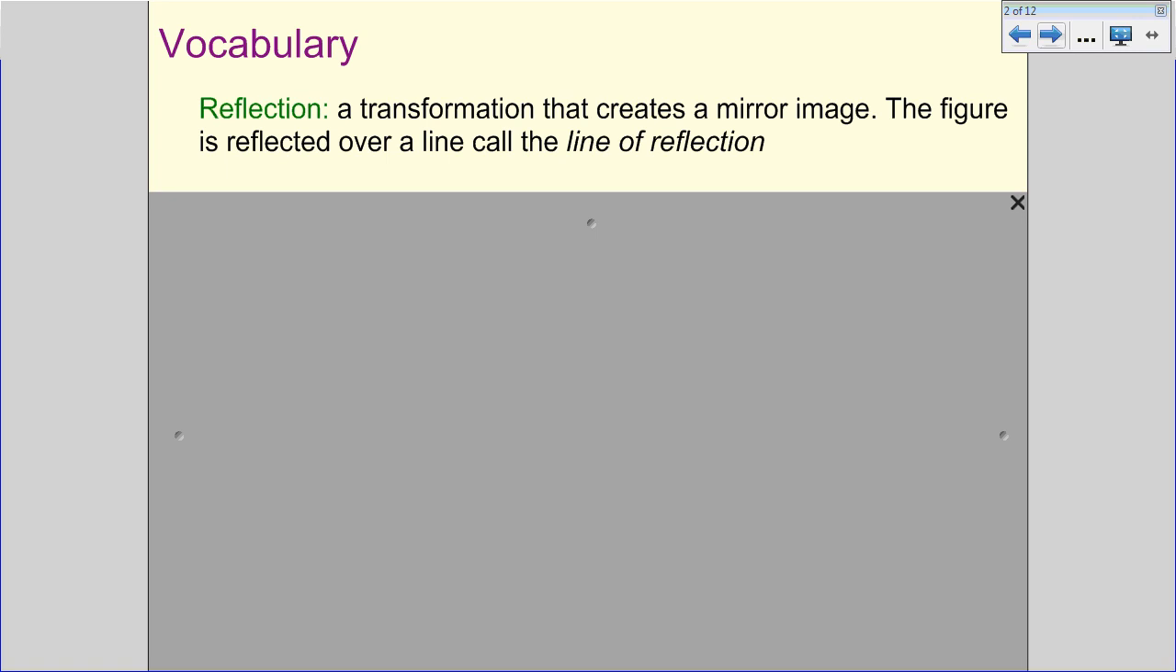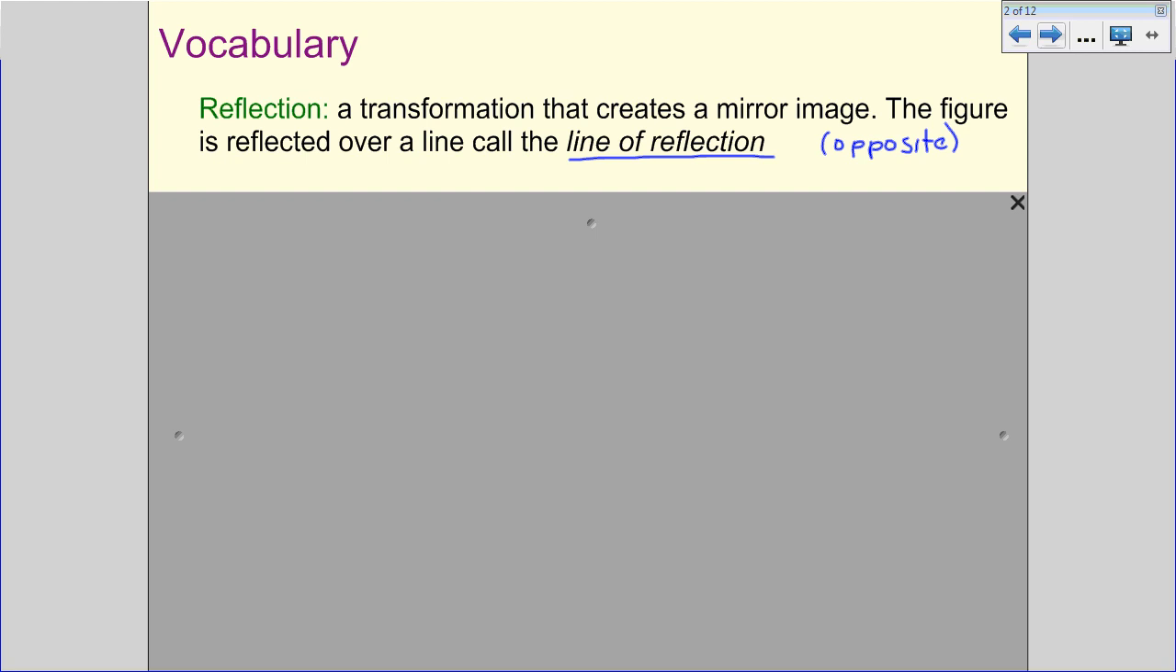A reflection is a transformation that creates a mirror image. So we've talked about these transformations. It maps another object onto an image, and so we have this mirror image. The figure is reflected over a line called the line of reflection. So we're going to have some sort of a line of reflection we're reflected over. For reflections, we have to remember we're looking at opposites. So they're going to be facing opposite directions. The same shape, they're just facing each other.